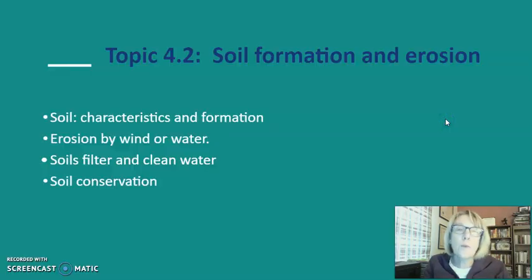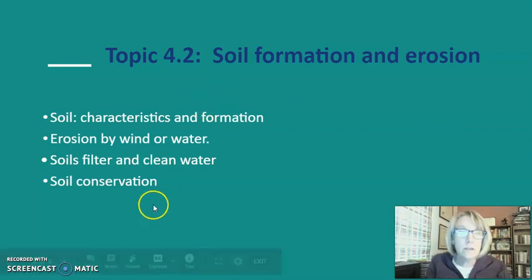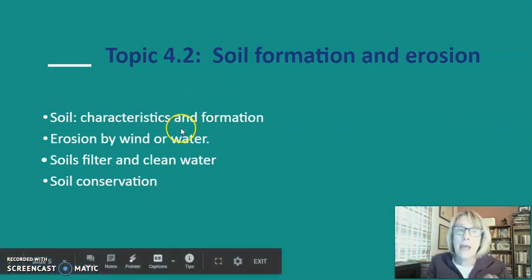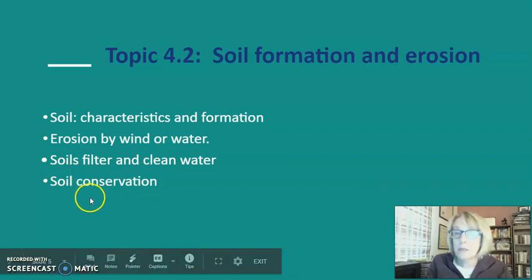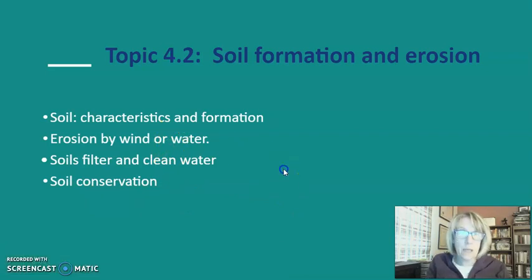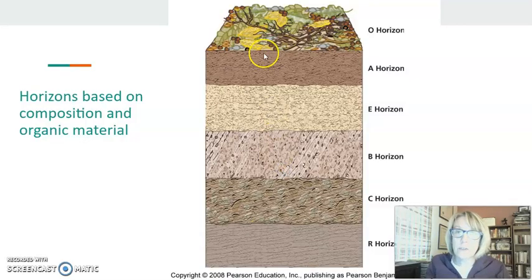All right, topic 4.2 is soil formation and erosion. So these are the main things you want to think about. Can you describe the characteristics and formation of soil? Can you describe wind and water erosion, how the soil filters and cleans the water? And then can you come up with ways to help conserve the soil and prevent especially the erosion from happening?